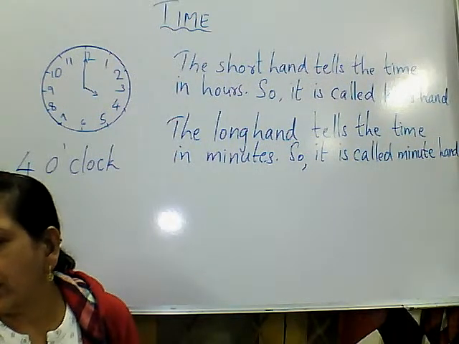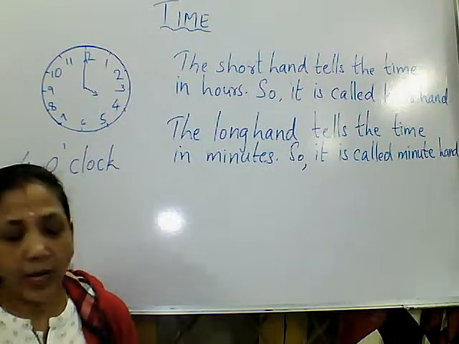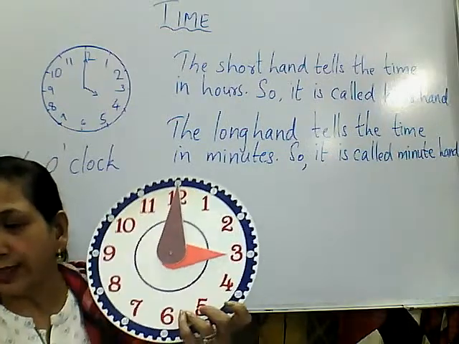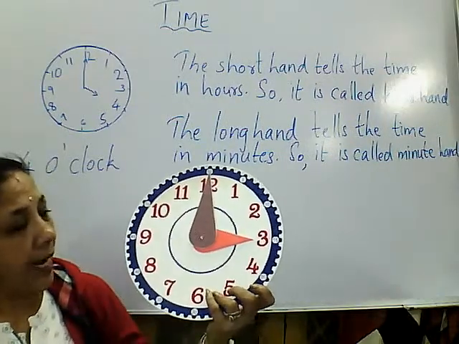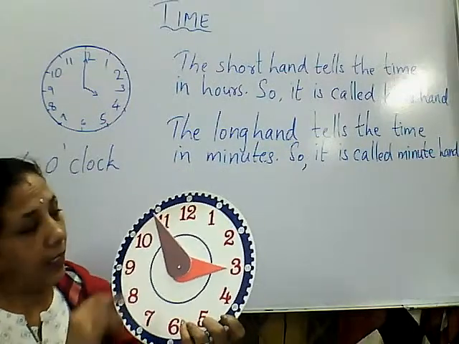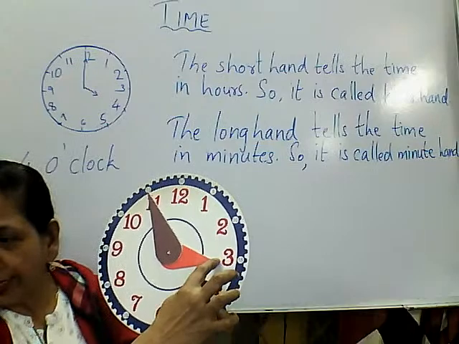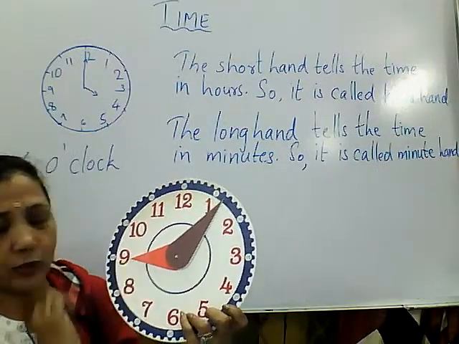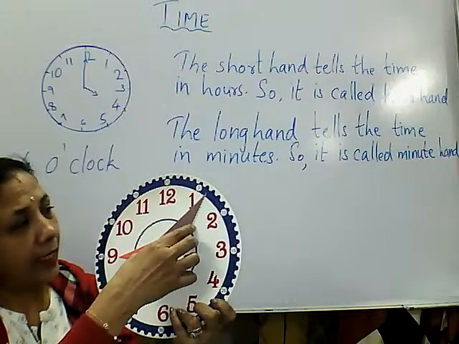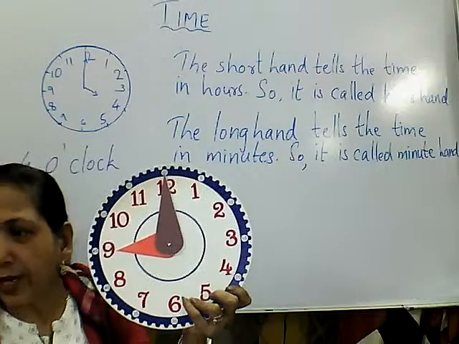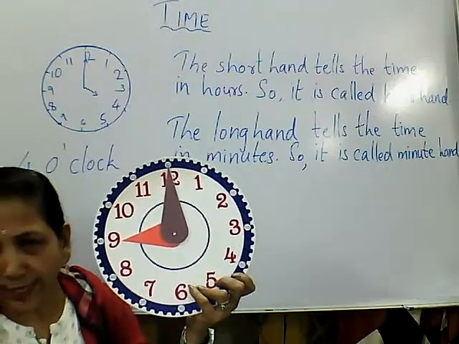Yes Prekshaa, yes very good. Now see how to show this as 9 o'clock. How to show the 9 o'clock? 9 o'clock, this short hand, our hand should be at 9. Okay, our hand should be at 9. Then this minute hand should be at 12. Now we can say that it is 9 o'clock.